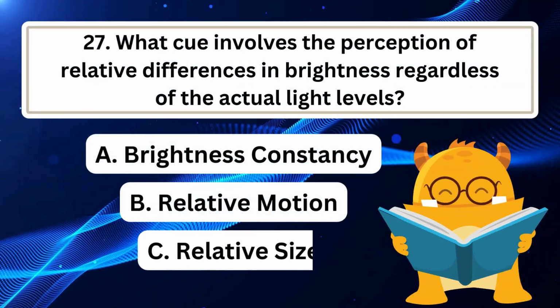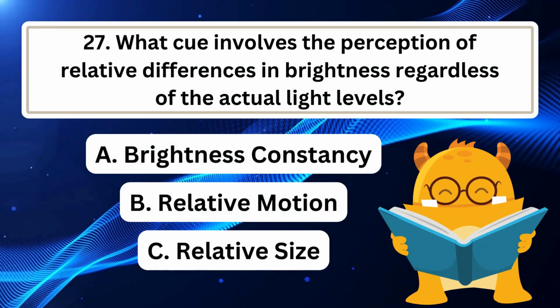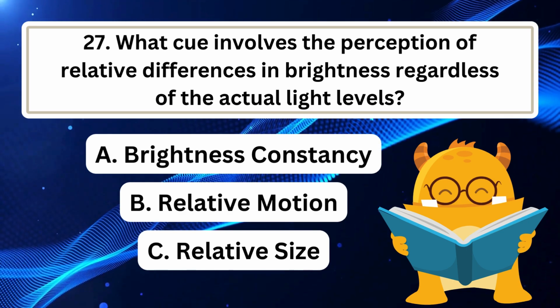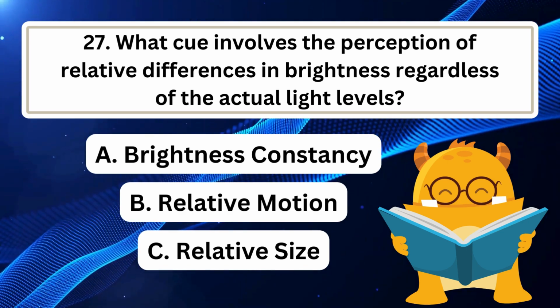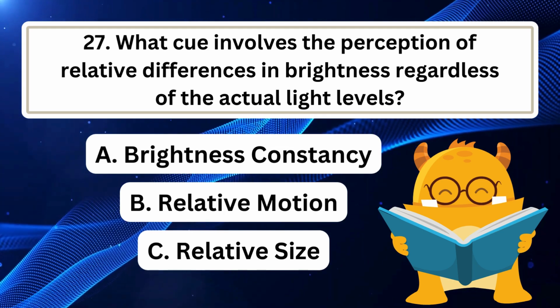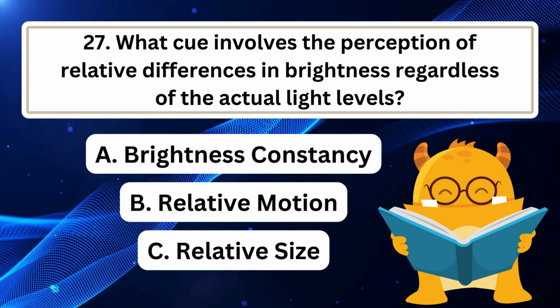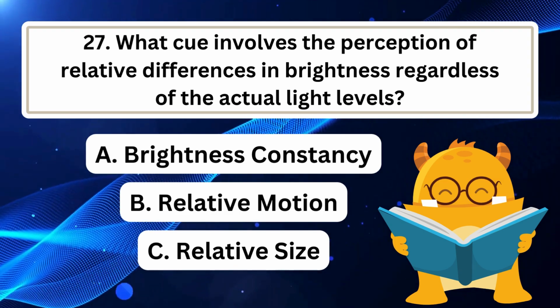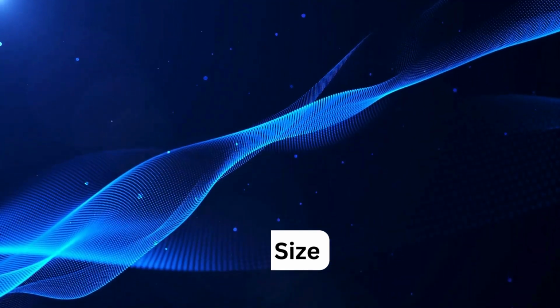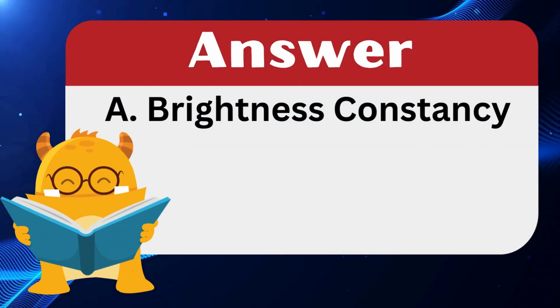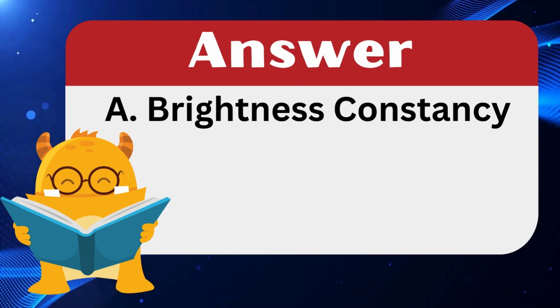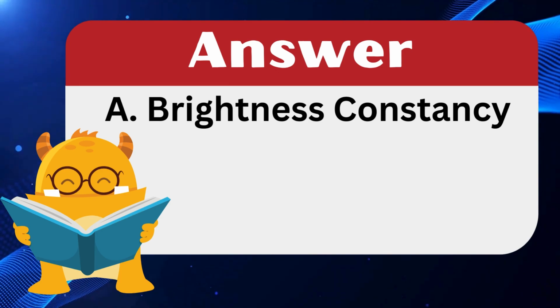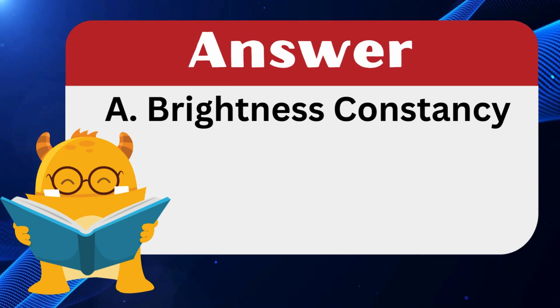27. What cue involves the perception of relative differences in brightness regardless of the actual light levels? A. Brightness constancy. B. Relative motion. C. Relative size. A. Brightness constancy. Brightness constancy refers to the perception of relative differences in brightness even when actual light levels vary.